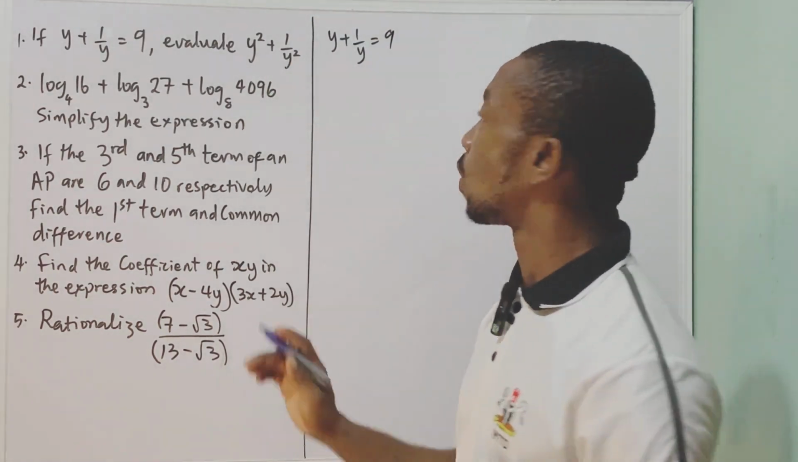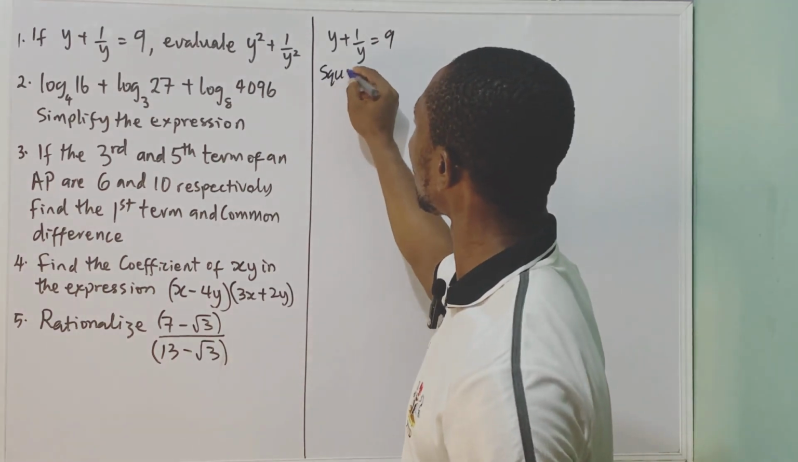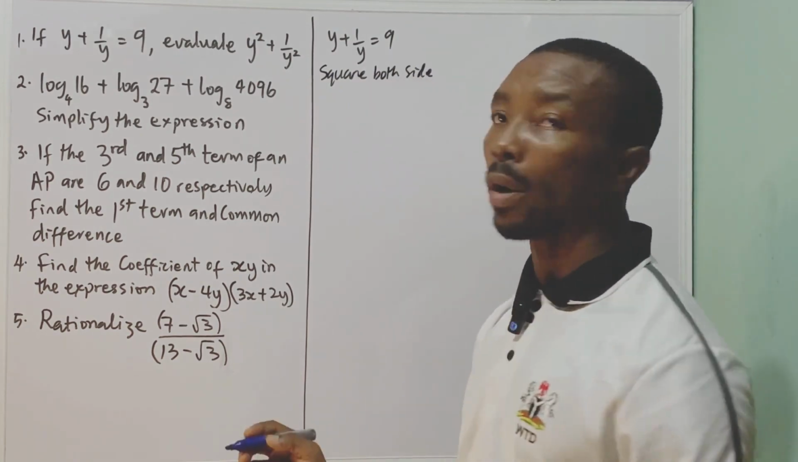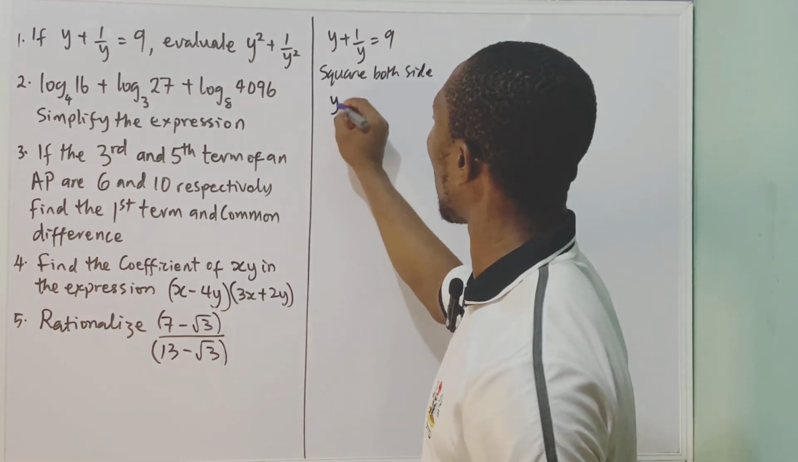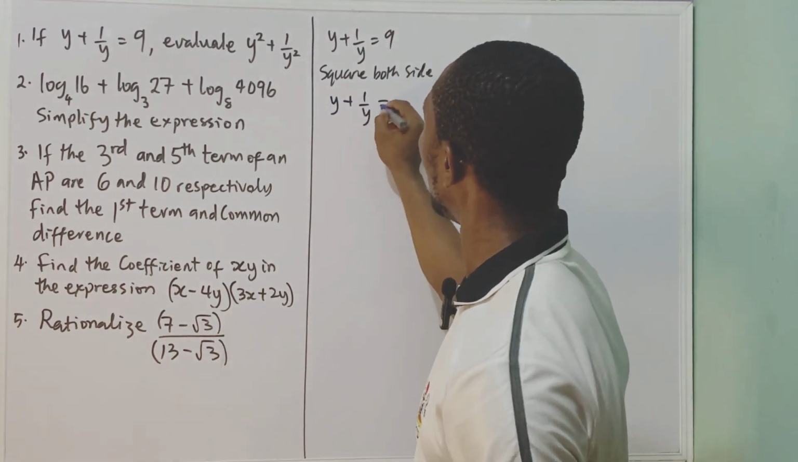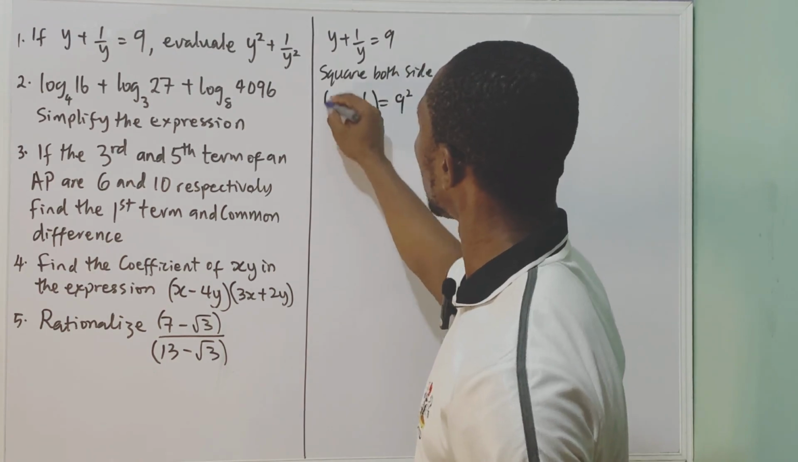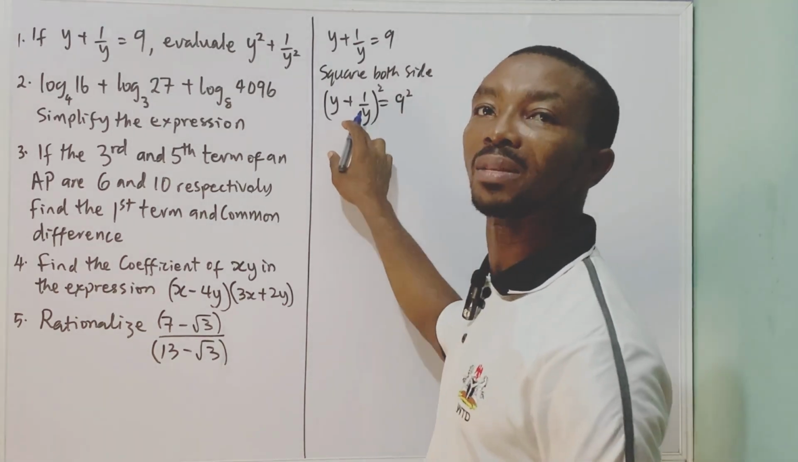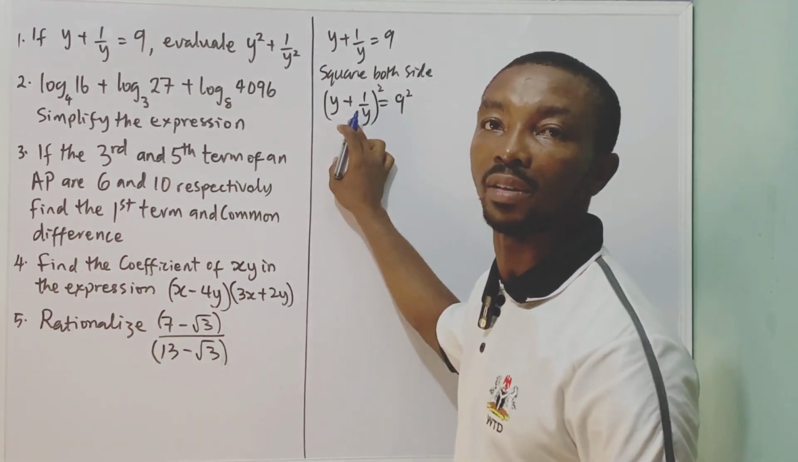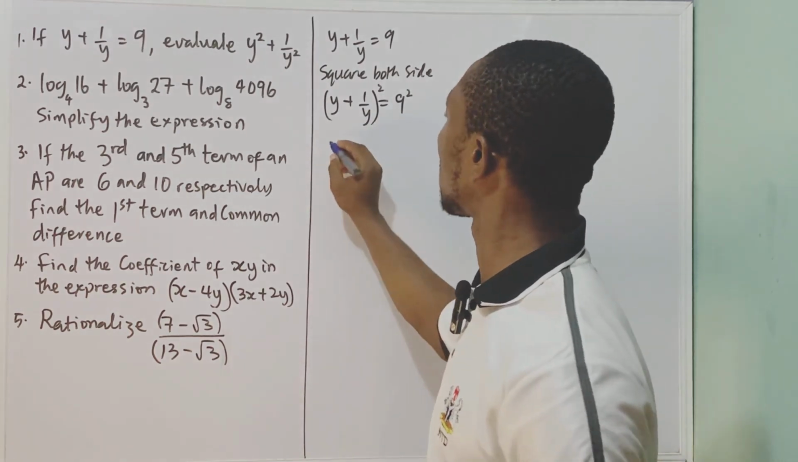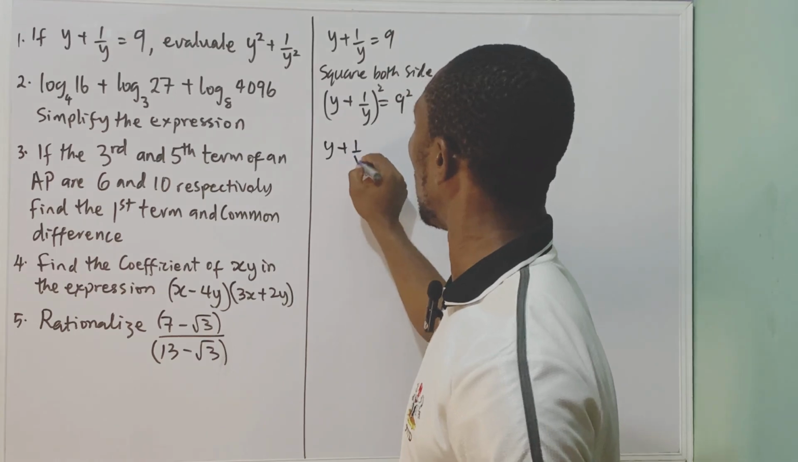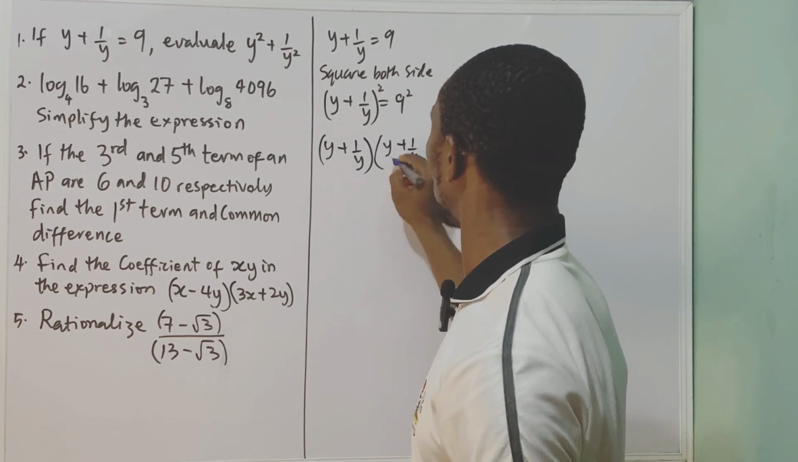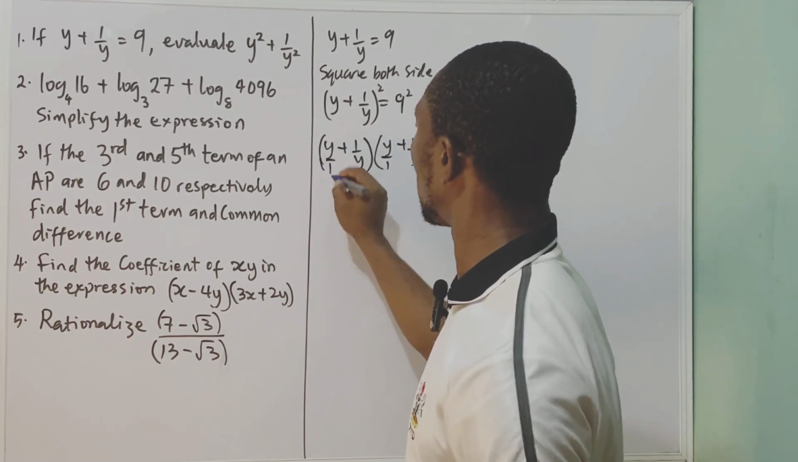Now, simply we square both sides. Squaring both sides, we have y plus 1 over y, all squared, equals 9 squared. All right, now we are going to expand this left hand side. We would expand it as y plus 1 over y times y plus 1 over y. So let's put this over 1 to make it easier for us.